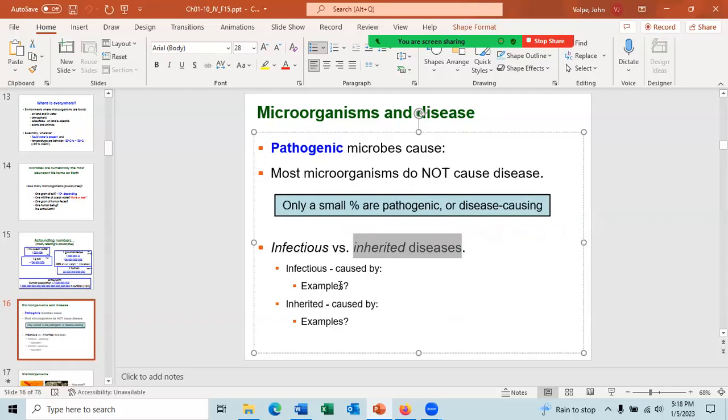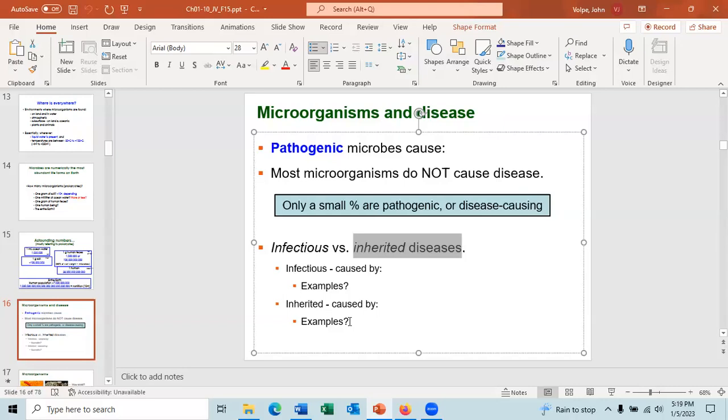Who can give me an example of an infectious disease? Strep throat. Yeah, Streptococcus pyogenes, also called Group A Streptococcus. And what's an example of an inherited disease? Alzheimer's. That's not entirely certain to be all inherited. There might be an inherited link, like Alzheimer's might run in certain families, but Alzheimer's is a little more complicated of a disease than an inherited disease.